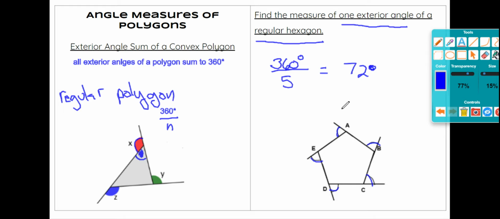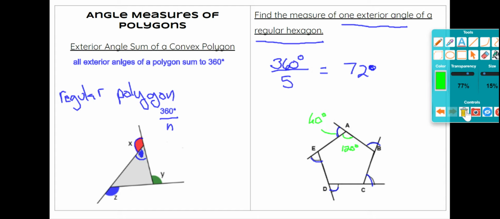If it's not a regular hexagon, we would need to know some of the information of the inside of our polygon, or parts of our exterior and parts of our interior to solve it. Because if we knew angle A was, for instance, let's give it a different color. If we knew that this was 60 degrees, well, we'd be able to know that the rest of this linear pair is 120 degrees. And we could solve for pieces that way if we knew some information here.